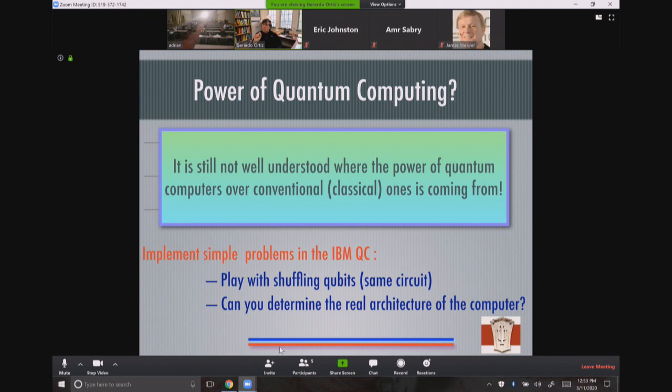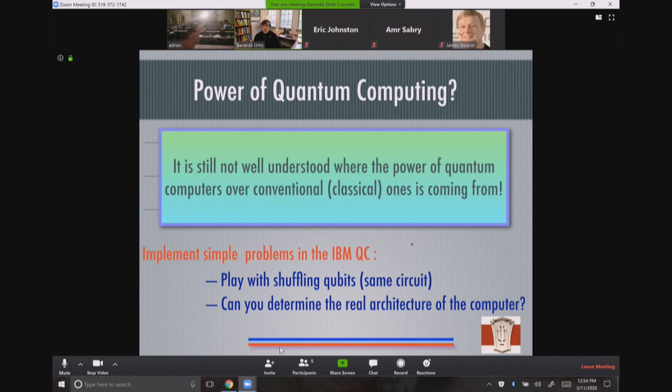Because if you're trying to implement this in a real computer, like an IBM quantum computer, it turns out not all qubits are born equal. Therefore, depending on which qubits you are using in your computation, you will get a different answer. And indeed, I make them play with that thing. One of the questions I ask them is, can you determine the real architecture of the computer if you start playing with the gates? That they can derive. It's very interesting. And then they can go and check the architecture that IBM, for instance, says they have.